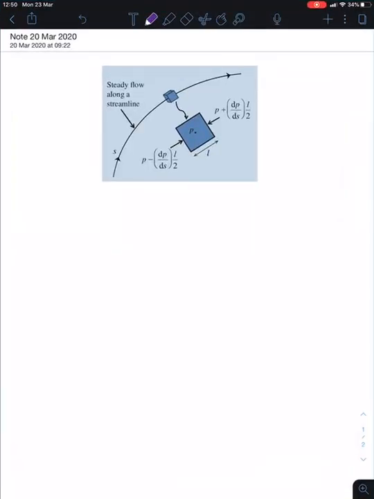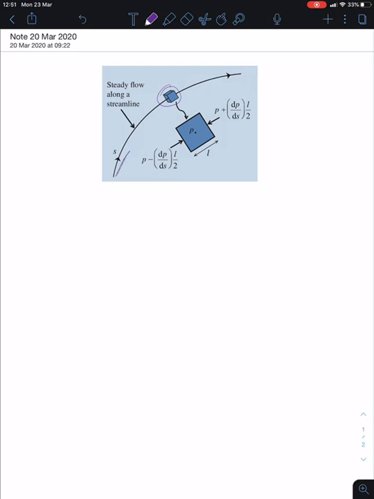Right, hello everyone. So this is the derivation for Bernoulli's equation. This was discussed briefly in the lecture notes, but I'm going to go in a little bit more depth here. What we want to consider in this situation is our cube of fluid that is moving along this streamline that has a path length S.